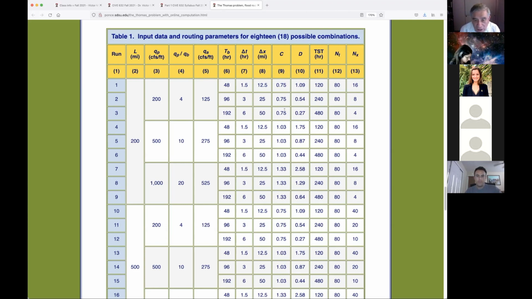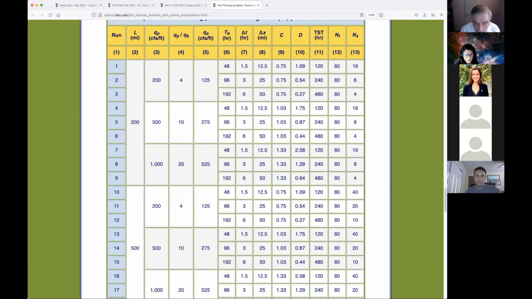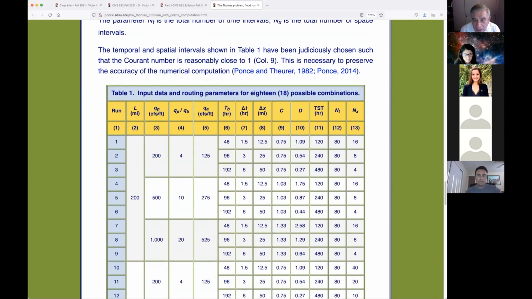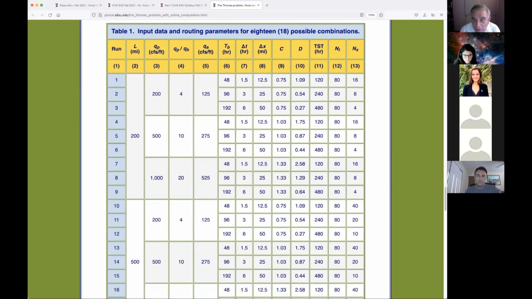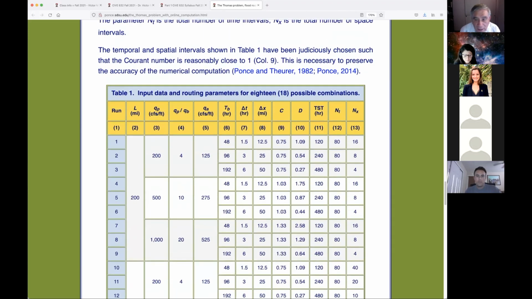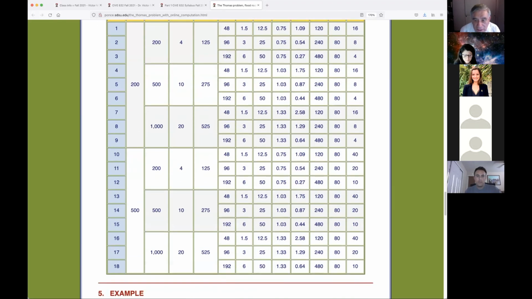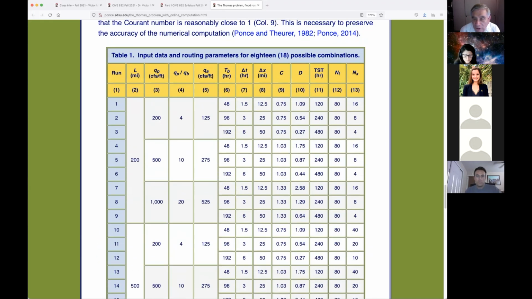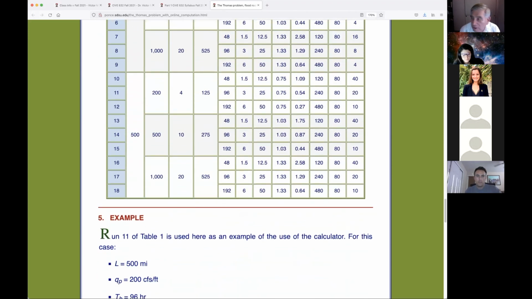The C's, as you can see, were picked so that you will get around 1. Some of them were really 1.03. Then the D, then the total simulation time, we already explained that. In the NT and NX, the number of points, 80 and 16. And then in the discretized map.